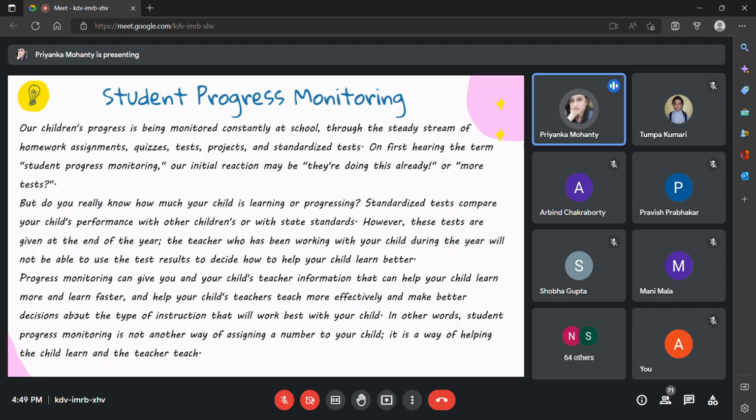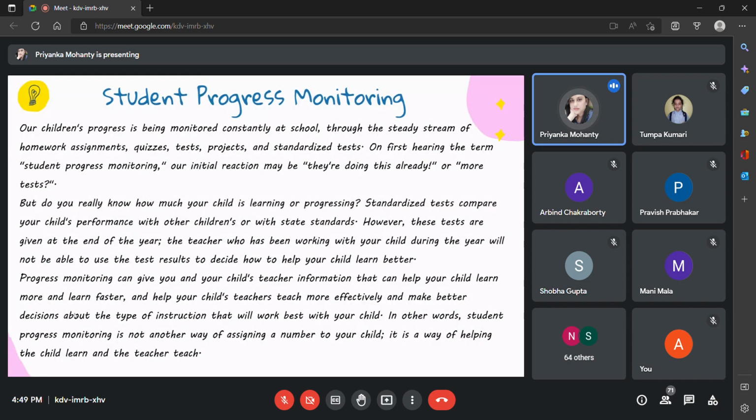Standardized tests compare your child's performance with other children or with state standards. However, these days, tests are given at the end of the year. The teacher who has been working with the child during the year will not be able to use the test results to decide how to help your child learn better.